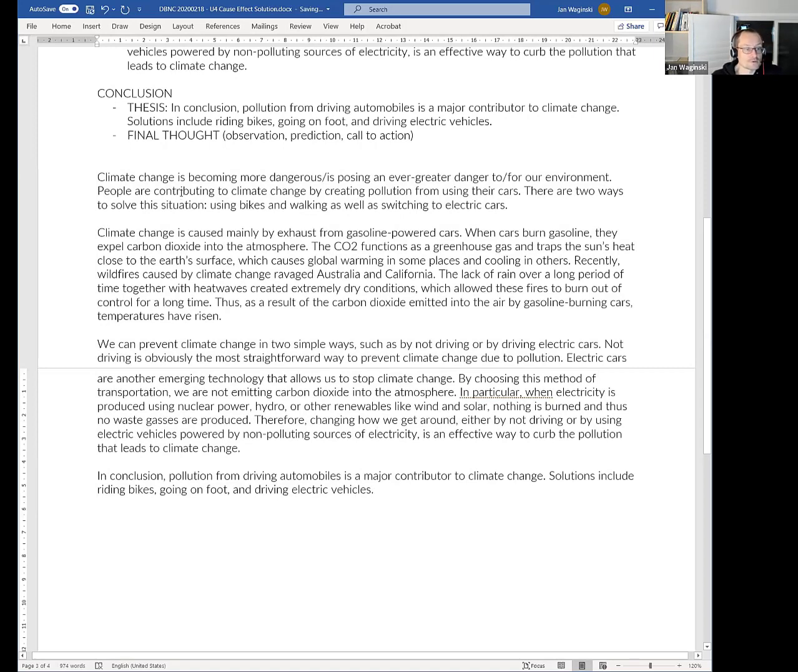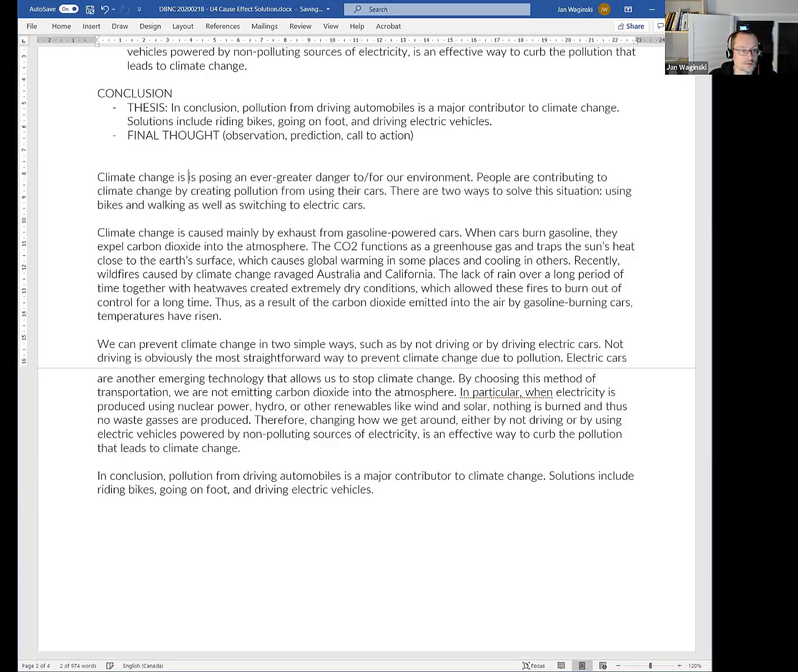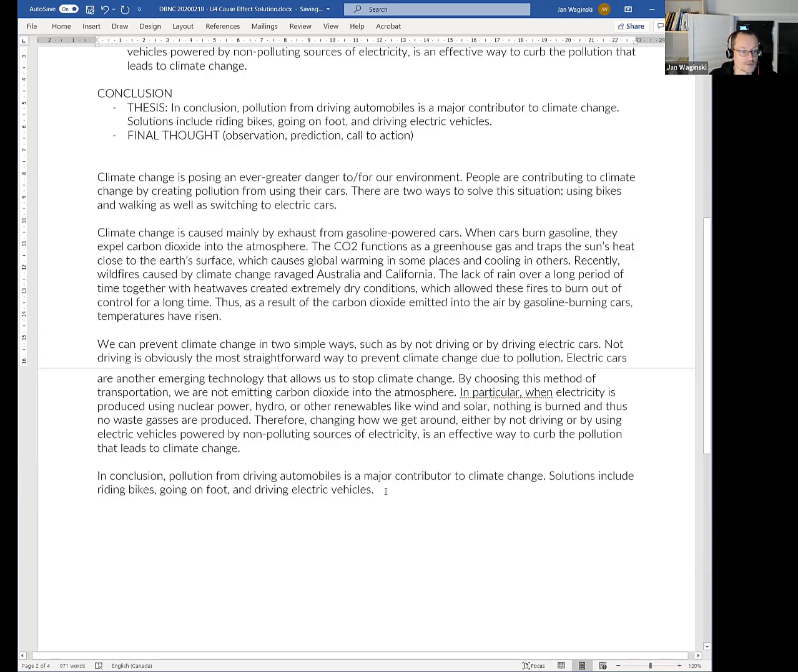Let's read through it. Climate change is becoming more dangerous. I'm going to keep this one. It's going to reduce our word count a little bit, but that's fine. Climate change is posing an ever greater danger to our environment. People are contributing to climate change by creating pollution from using their cars. There are two ways to solve this problem. Using bikes and walking, as well as switching to electric cars.